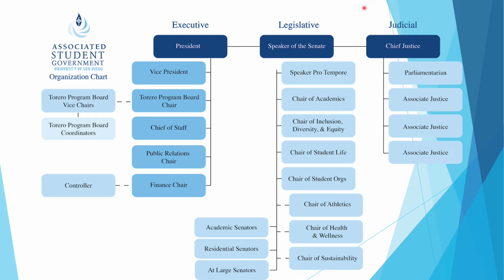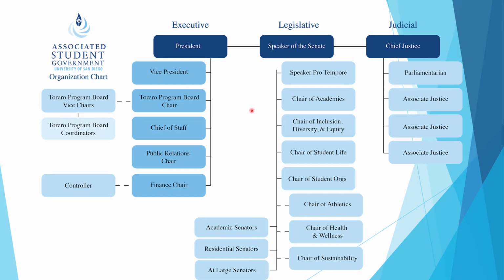So here we have this very beautiful and visually appealing organization chart that splits up the different branches that we have in ASG. I'm just going to give you all a little rundown on what positions to expect when you enter ASG. First of all, we have the executive branch, exec for short, which is a fantastic group, if I do say so myself, made up of the president, the vice president, the Program Board Chair, Chief of Staff, Public Relations Chair, and Finance Chair, as well as the Speaker of the Senate and the Chief Justice. So there are a lot of layers within the executive branch.